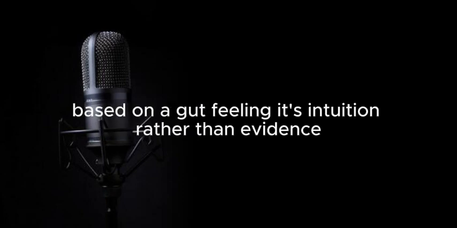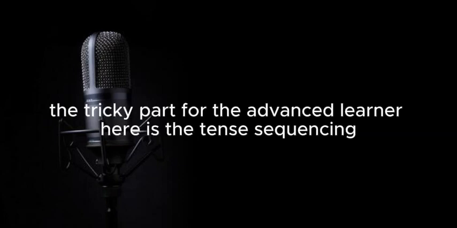Had a hunch. To have a hunch means to predict or suspect something based on a gut feeling. It's intuition rather than evidence. The tricky part for the advanced learner here is the tense sequencing. Right. If I make a prediction now, I say, I have a hunch he will accept. Present simple plus future simple. But if you use the past tense, the prediction also has to shift into the past, which requires would, the past tense of will. So if I was talking about my feelings last week about a staff member quitting, I'd say, I had a hunch he would quit.